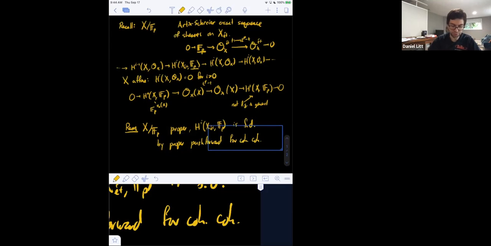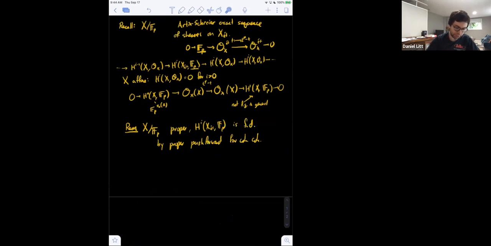Right, so we've deduced the finite dimensionality of these étale cohomology groups from finite dimensionality of coherent cohomology groups. And even though I'm telling you that H^i of F_p in general is poorly behaved, and indeed, even in this proper setting, these groups won't have the dimension you might expect.